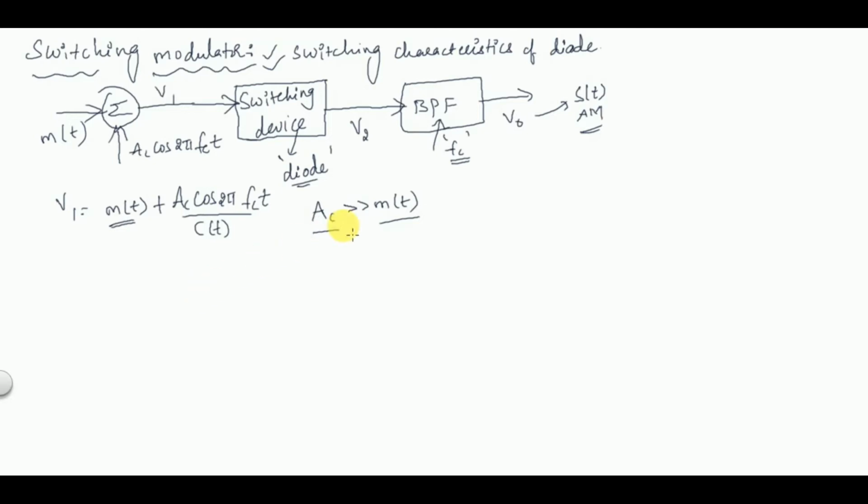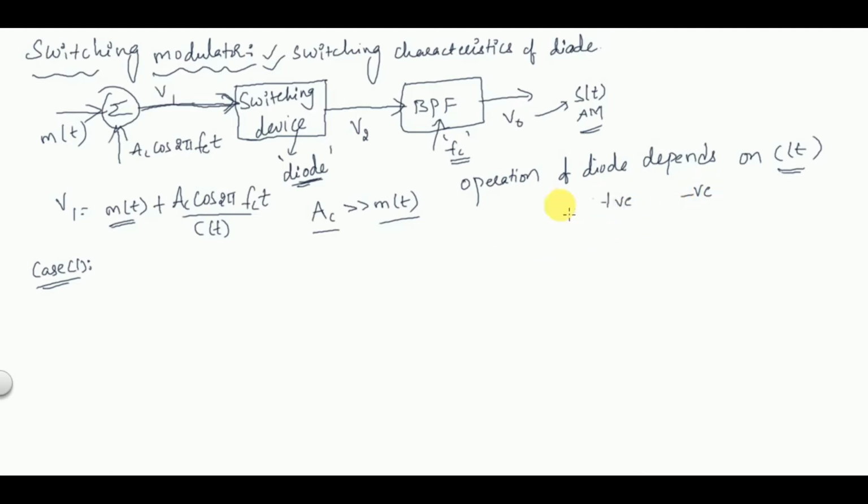So the signal passed as input to the switching device, which is a diode: since the strength of c(t) is more, the operation of the diode depends on the carrier signal c(t). Because the strength is more, the operation also depends on c(t). Now we have two cases, because c(t) is a carrier signal which has a positive half cycle and a negative half cycle.